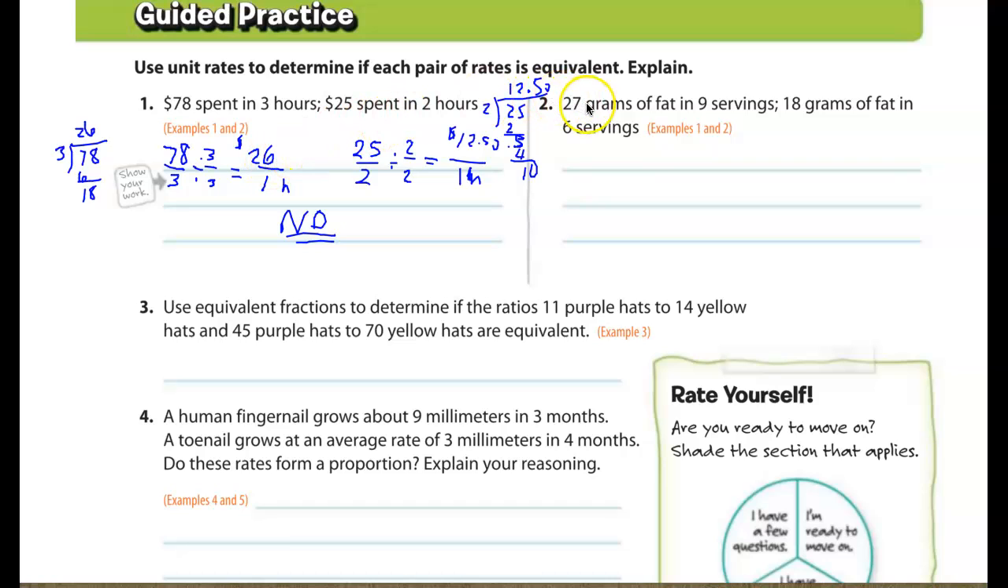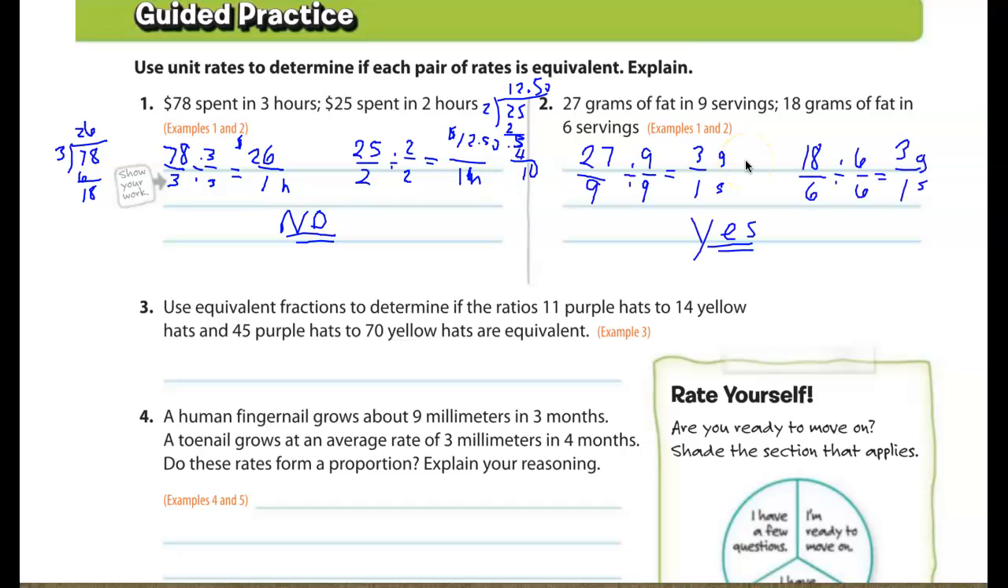Now let's go ahead and look at number 2. 27 grams of fat in 9 servings. Is that the same rate or ratio of grams of fat as 18 grams of fat in 6 servings? Please look back at examples 1 and 2. Pause the video, solve the problem, and answer whether yes, it's the same rate, or no, it's not the same rate.